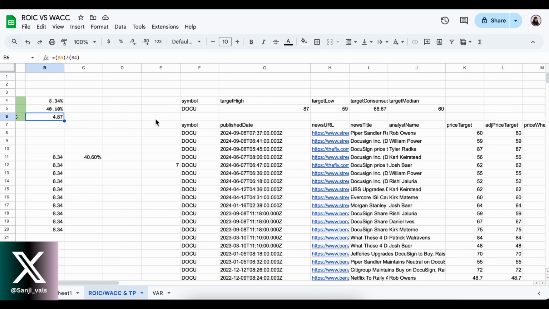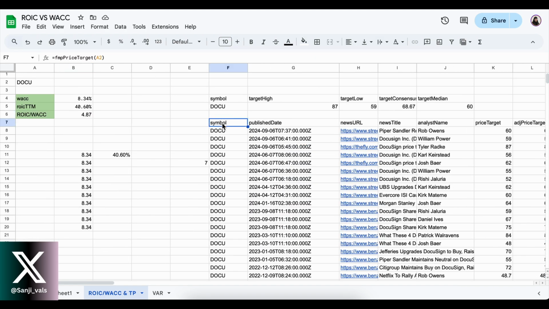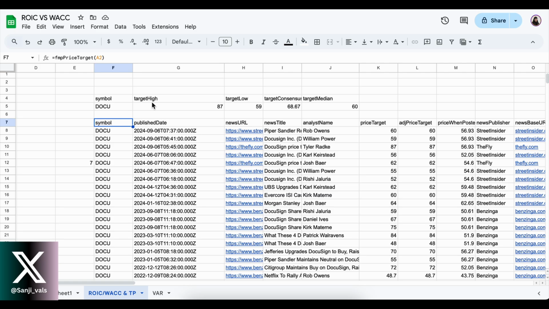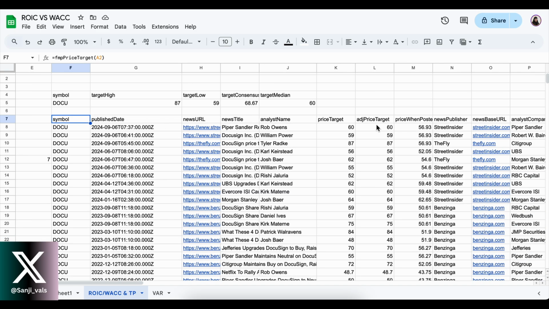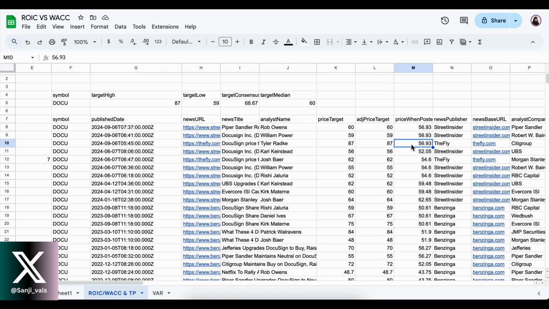The next step would be to see how other investment analysts rate the company, and for this we will be using equals FMP price target A2. A2 is the stock ticker for DocuSign, and we are seeing how other investment analysts calculate the stock target price. As you can see, the adjusted target price is around 60. If we take the last adjusted target prices, it's been a while. The analysts didn't reconsider the target price, so maybe soon they will publish a new target price. And you can see the average number based on all the analysts is about 68, which is slightly lower than the current DocuSign target price.